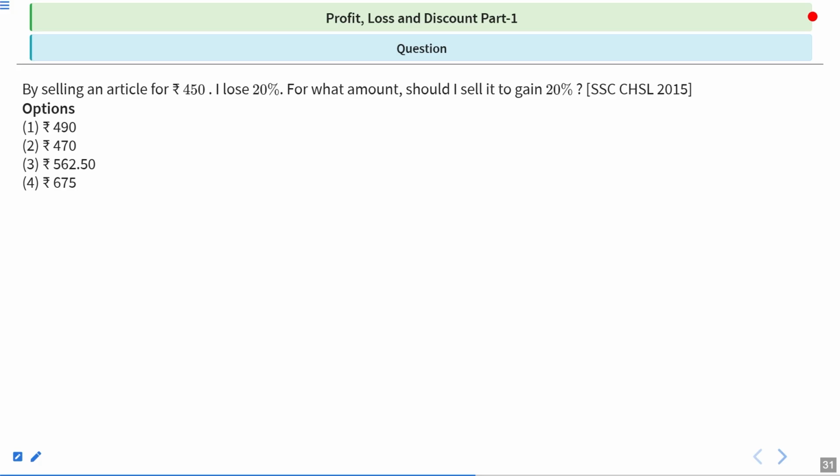By selling an article for 450 rupees, I lost 20%. For what amount should I sell it to gain 20% profit? This question was asked in SSC CHSL 2015 exam, and there are four options: first one is 490 rupees, second is 470 rupees, third one is 562.50 rupees, and fourth one is 675 rupees. Now you have 10 seconds to solve this question. Your time starts now.